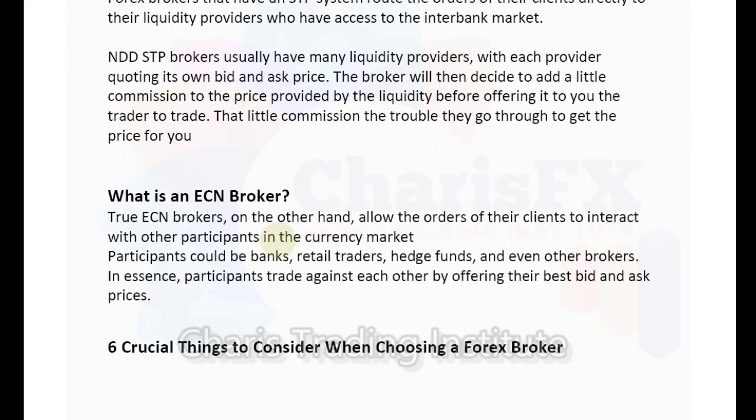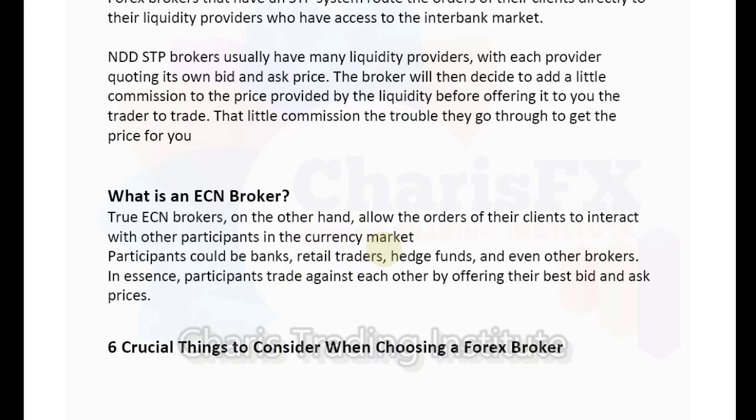The other system they operate through is the ECN system. What they do here is that they allow the orders of their clients to interact with other participants in the currency market. These participants could be the banks, the retail traders, hedge funds, and even other brokers. In essence, participants trade against each other by offering their best bid and ask prices, their best buying prices and selling prices.